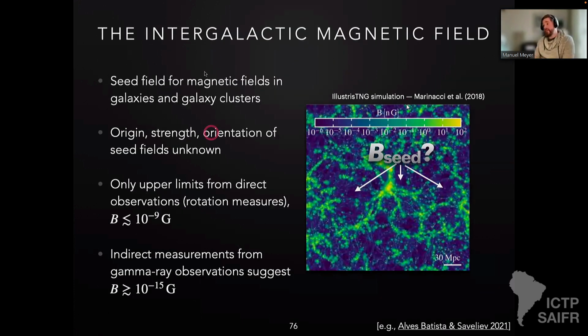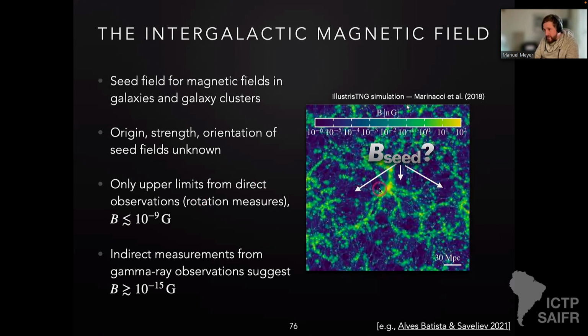Then you have the intergalactic magnetic field. For the intergalactic magnetic field, the idea is that it acts as a seed field for all the magnetic fields that we see in galaxy clusters and in galaxies. So this is a cosmological simulation, the IllustrisTNG simulation. This is a box of a few hundred megaparsecs, and here's the magnetic field. The extragalactic magnetic field should be at its seed strength, should still be there in cosmic voids where we don't have a lot of matter.